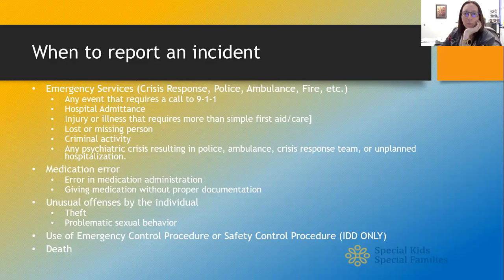Giving medication without proper documentation, that is a reportable incident. However, those are going to be case by case, and that's why, as you'll learn in our procedures, we do require calls to the on-call phone for all incidents being reported.